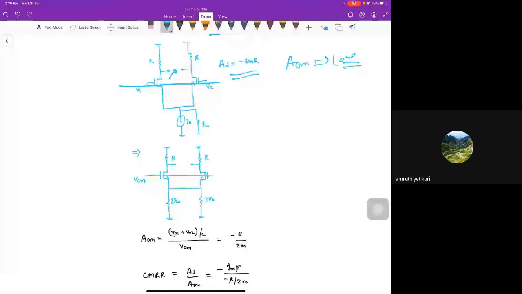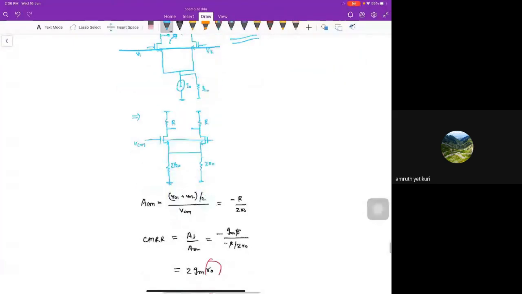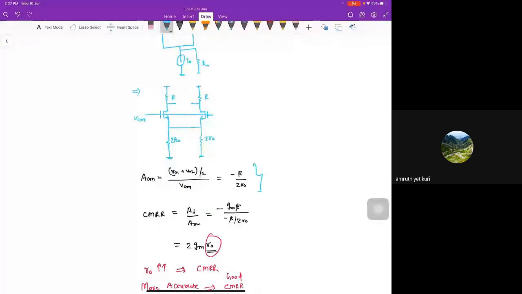If we derive the common mode gain, it is simple, nothing special in this. The common mode gain is nothing but this: it is a common source amplifier with source degeneration, the resistance looking from the drain divided by the resistance looking from the source.